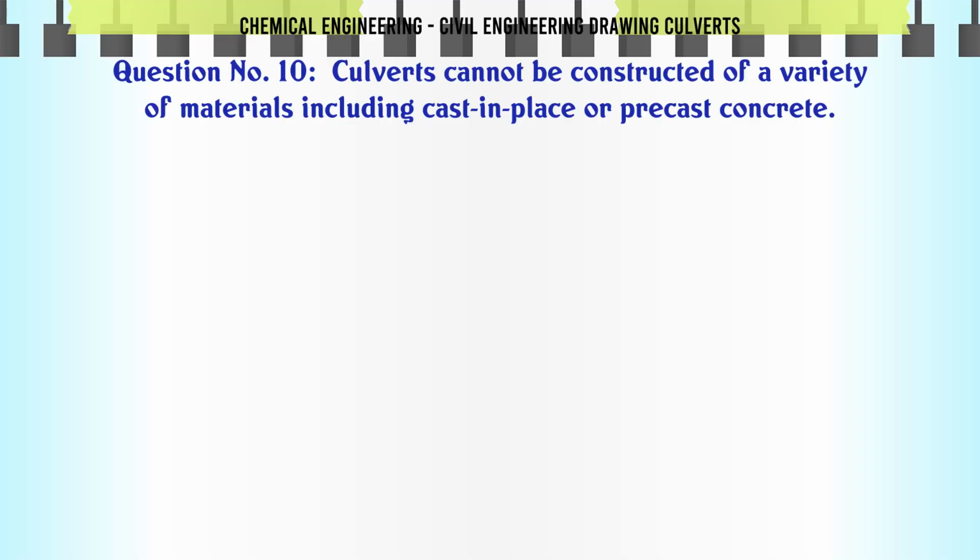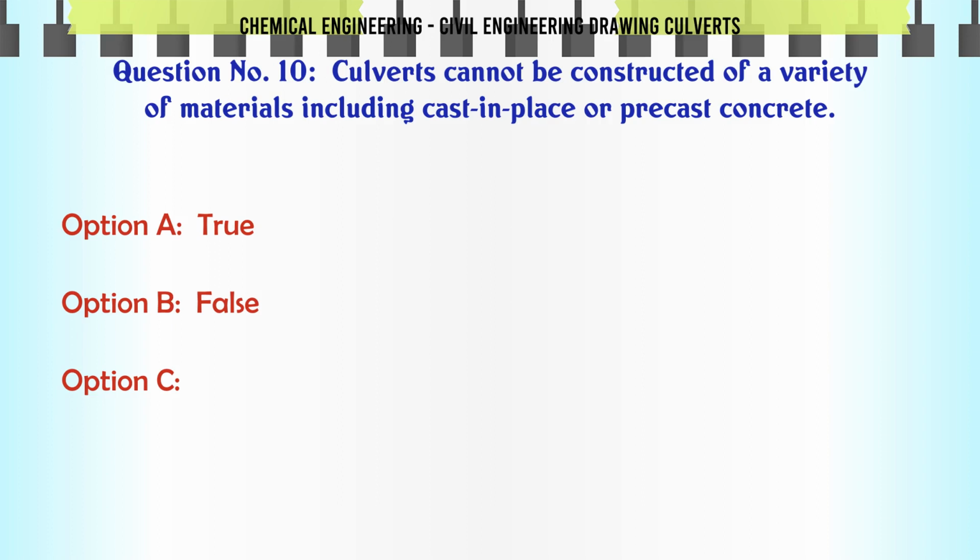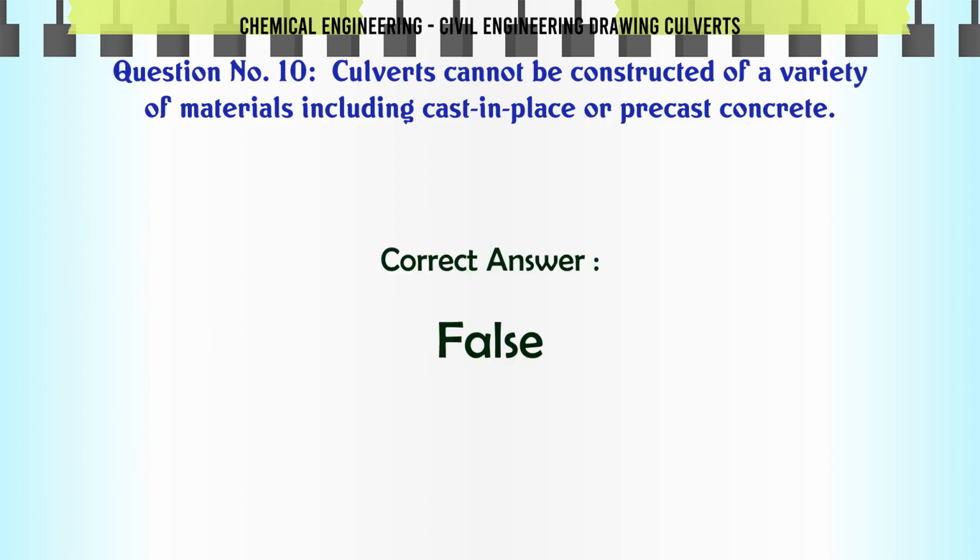Culverts cannot be constructed of a variety of materials including cast-in-place or precast concrete. A. True. B. False. C. D. The correct answer is false.